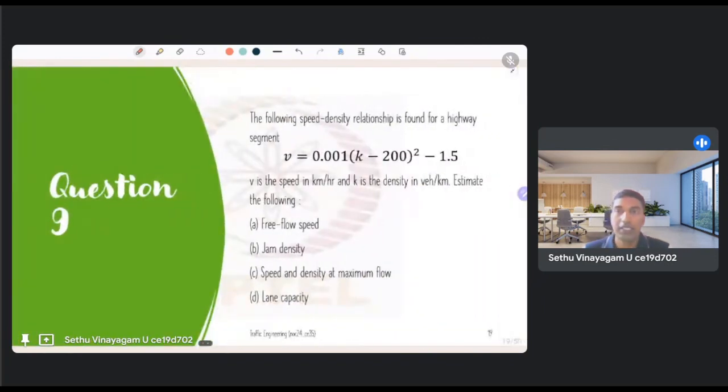Okay, moving on to question number 9. The following speed-density relationship is found for a highway segment. V is equal to 0.001 times (K minus 200) squared minus 1.5, where V is the speed in kilometers per hour and K is the density in vehicles per kilometer. So estimate the following. We want to get the free flow speed, the jam density, the speed and density at the maximum flow, and the lane capacity.